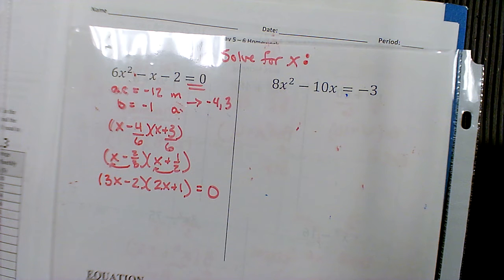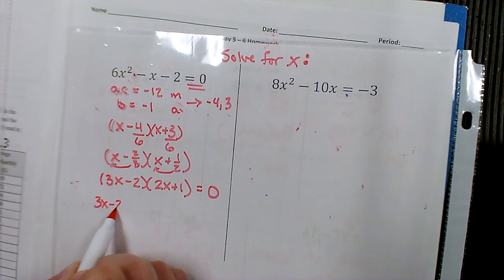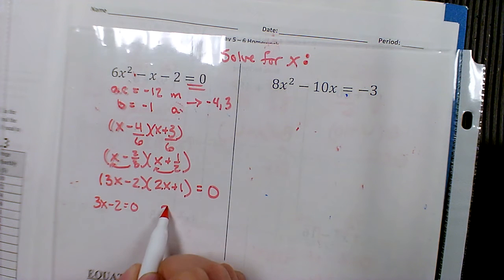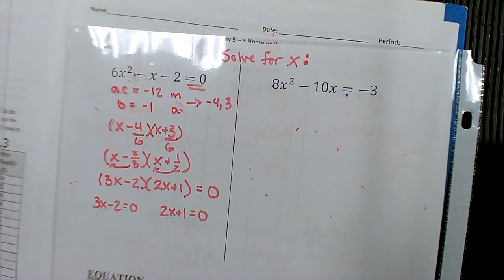What do you think, Rachel? You break up the parentheses, so you would do 3x minus 2 equals 0 and 2x plus 1 equals 0, and then you would solve for x. Do you know why you can break them up? That's great, but do you know why? Because they're both a possible solution.